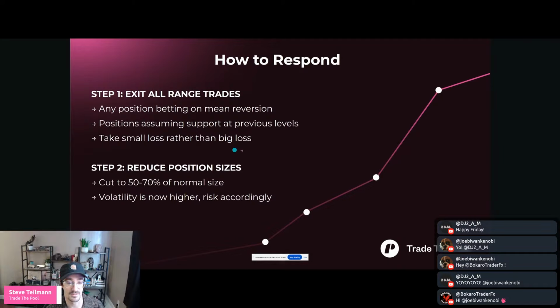You gotta be a big kid about it. We press the buttons, we take the risk, and if the risk doesn't work, we gotta know when to cut the loss. Step two is going to be reduce position sizes in general.